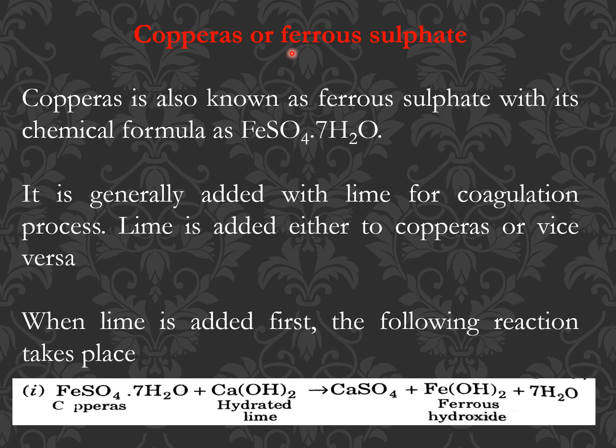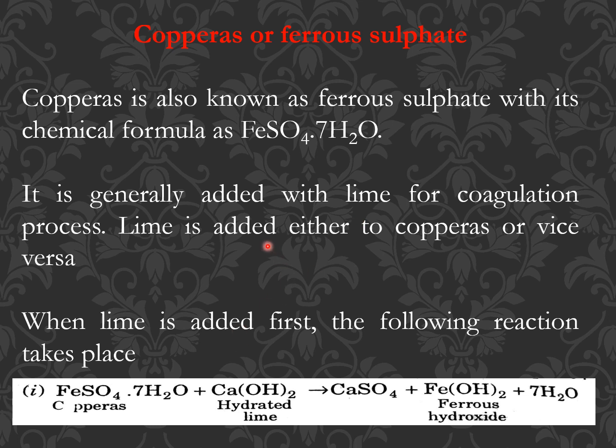Okay, so next one is copperas or ferrous sulfate. This is again a coagulant. Alum is the worldwide used one. This is ferrous sulfate, FeSO4.7H2O. Okay, it is generally added with lime for the coagulation process. Lime is calcium oxide, CaO.